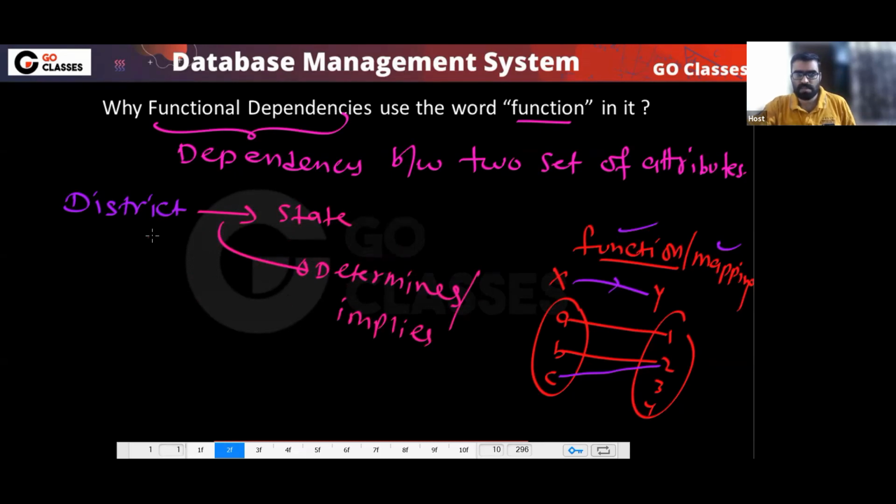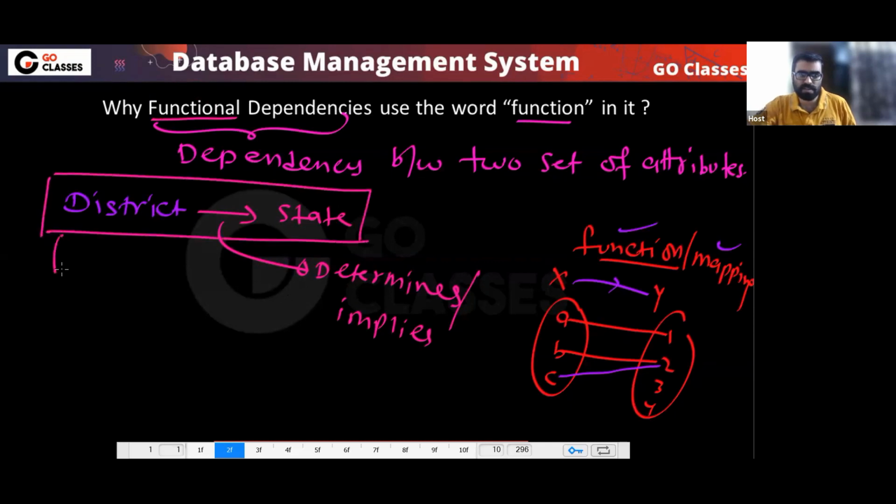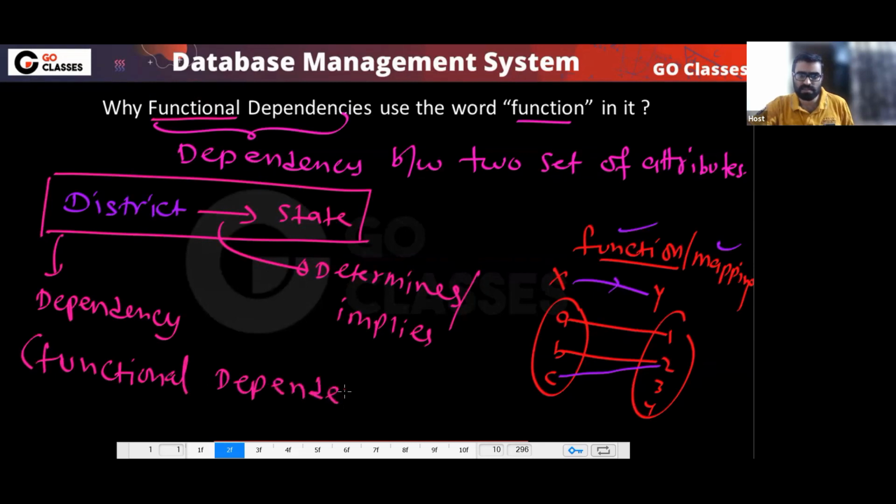So tell me now, why do we use this word function in functional dependencies? This is a dependency, and actually we call it functional dependency. The word we use is functional dependency. So why do we use this word function? This is my question. Yes, very good.